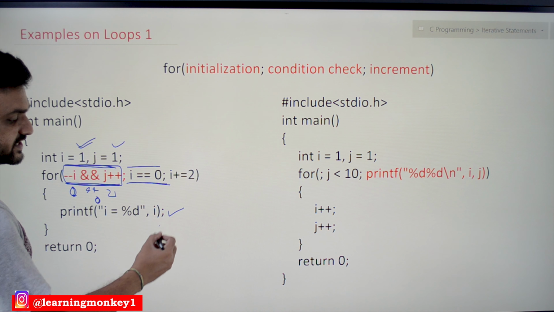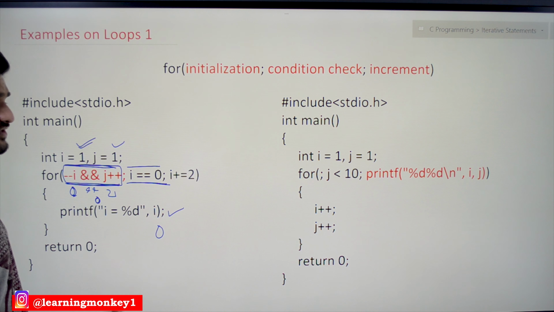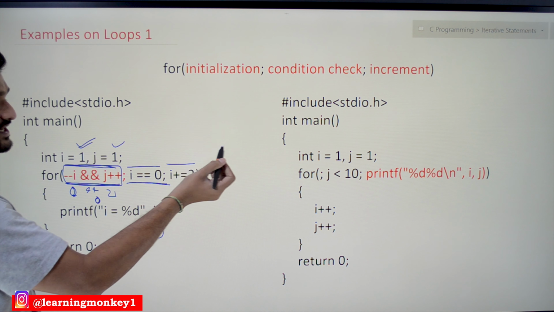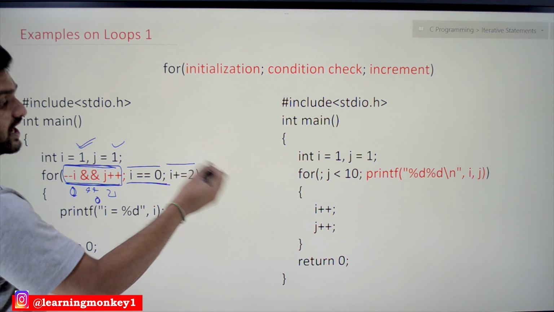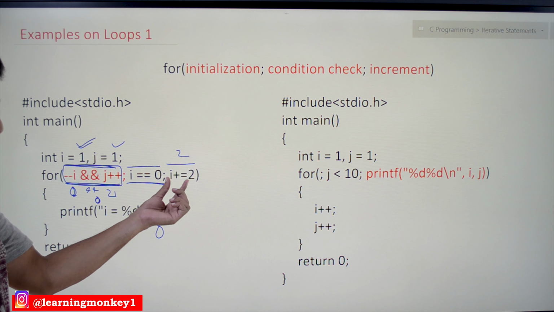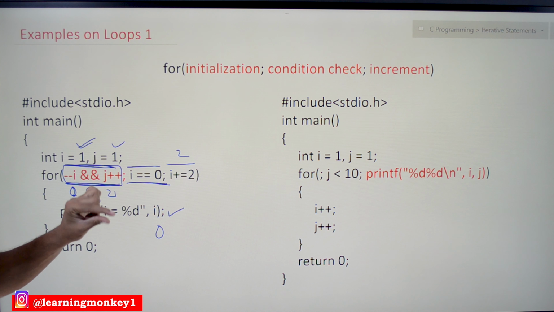What will get printed? The i value will get printed, meaning 0 will get printed. And here again the value of i will get incremented. Incremented means i is equal to i plus 2, so it will become 2. This is also an expression, right? i equals i plus 2, so the value of i will become 2 now.